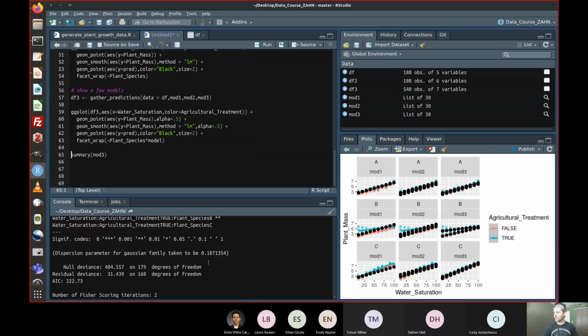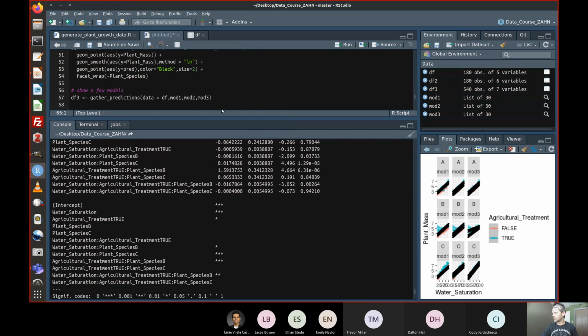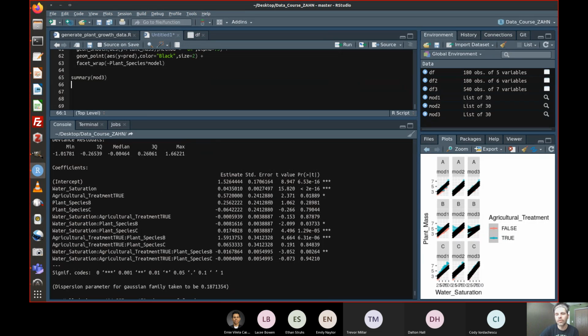Okay, so there's our statistical table that we report in our presentation. What were the terms that were significant? Well, our intercept, okay, that's fine. Water saturation, that's got a really low p-value. So we can say in our data, water saturation is a significant predictor of plant growth. Agricultural treatment was also significant. So was being plant species B as opposed to A, and C as opposed to A.